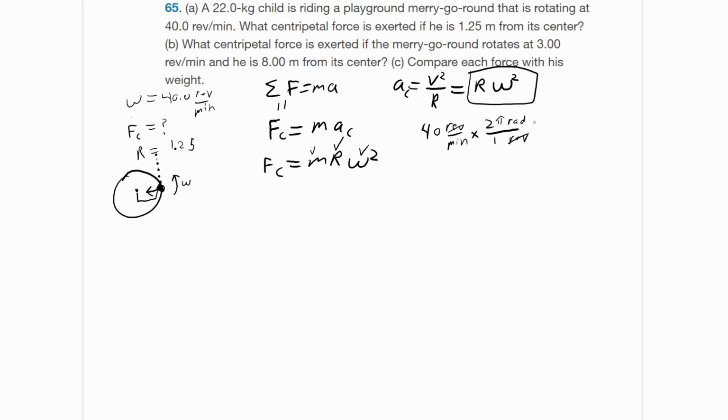So now we have radians per minute. Let's multiply by 1 minute is 60 seconds. That's going to cancel the minutes, and it's going to get us seconds, so our ending unit is going to be radians per second. So what we need to do is take 40, multiply by 2 pi, divide by 60, and that is going to get us our angular velocity, but in the correct units.